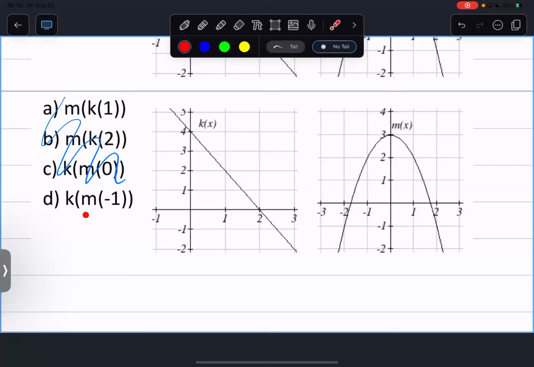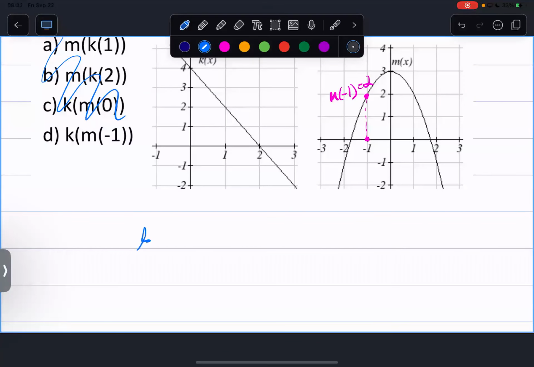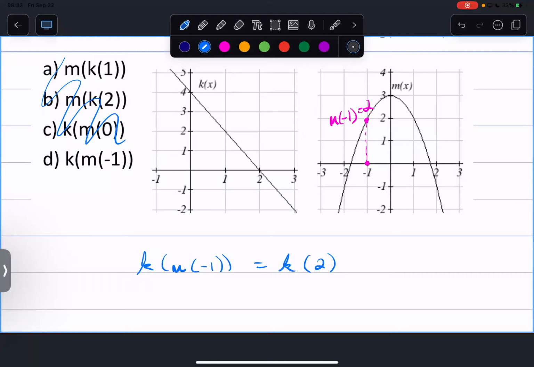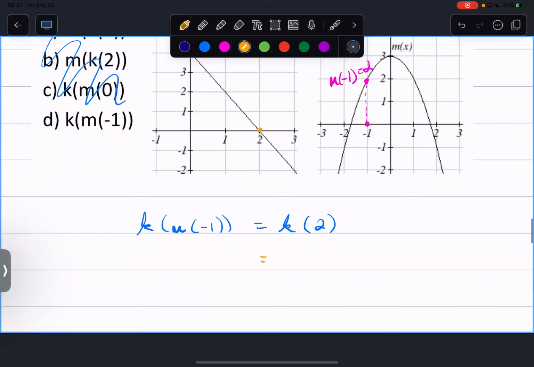K of M at -1. So now I have an input of -1 into M. I'm going to take an input of -1, and then I find that M at -1 is equal to 2. So K of M at -1 is the same as K at 2. K at 2, womp womp. Give it 2. Why is it womp womp? It's just 0.